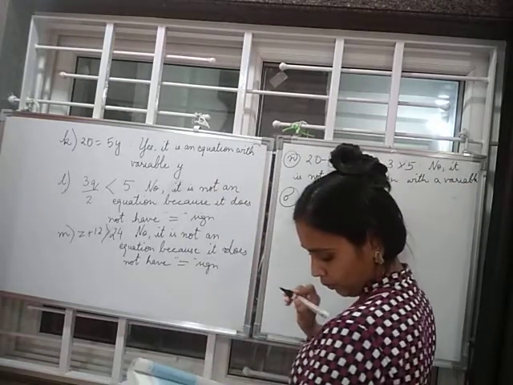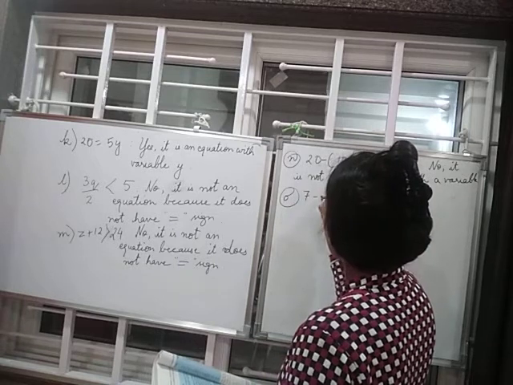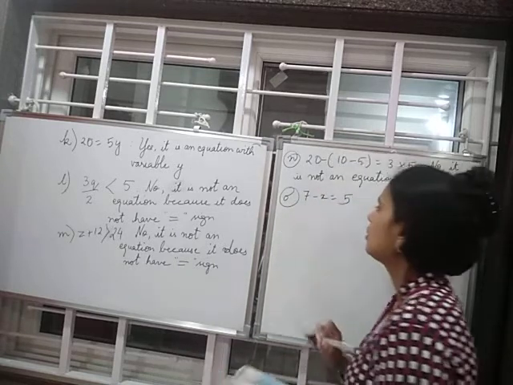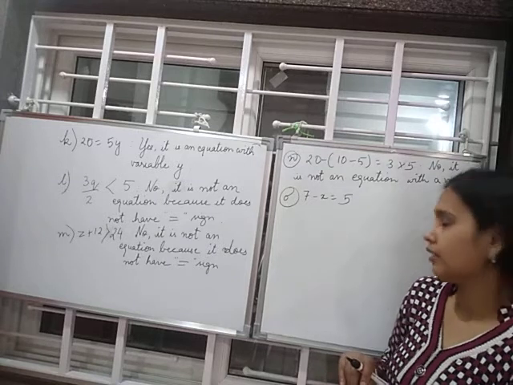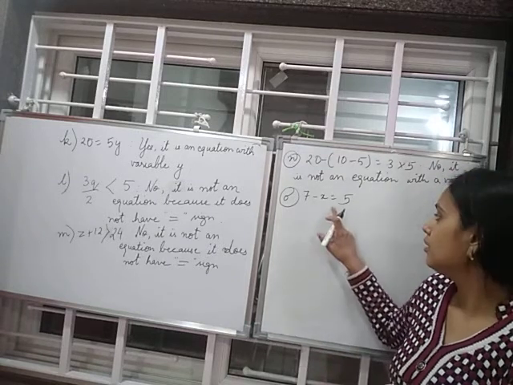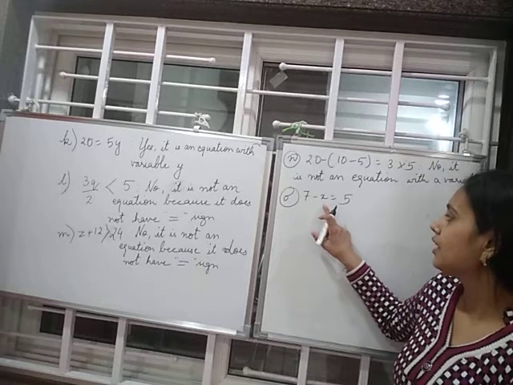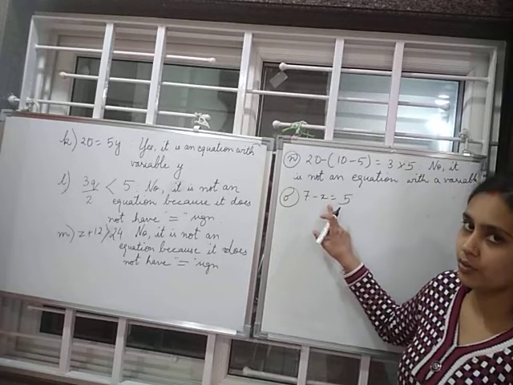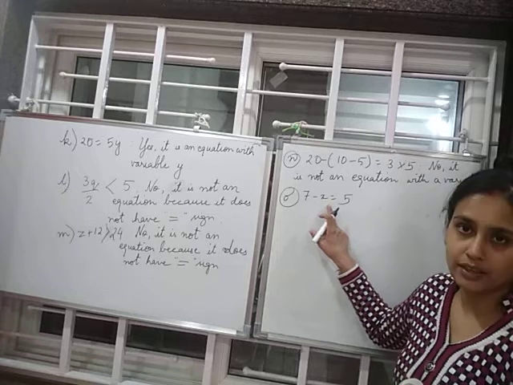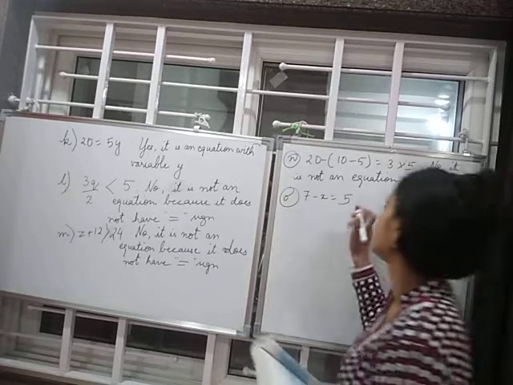O. So is the equal to sign there? Yes. Is the variable there? Yes. So it's an equation? Yes. So what are we going to write? Yes, it is an equation with variable x.